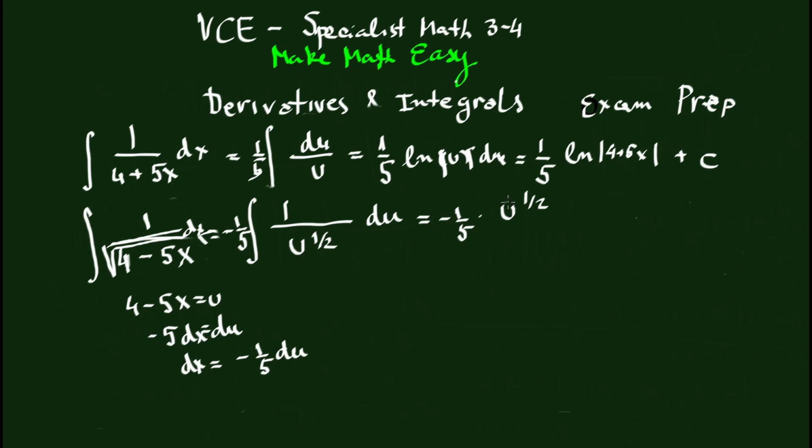Because this is divided by, therefore when it goes up it becomes minus u to the minus 1/2. Plus 1 is 1/2, divided by, so in front of it goes 1 divided by the power of u, so that's only 2, so here times 2, plus c, so it becomes minus 2/5 of 4 minus 5x to the power 1/2 or square root, plus c. And that should be all.